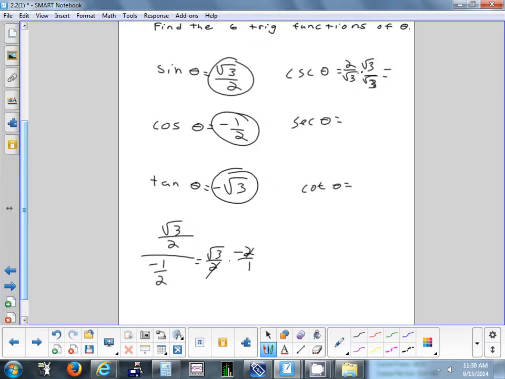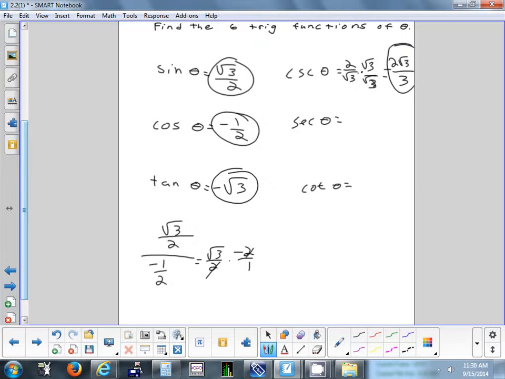So if we end up with a square root in the bottom, which a lot of times we will if we flip something where it was in the top, we have to fix it. So we get 2 square roots of 3 divided by 3. That's my cosecant. Right, Adam, how about my secant?